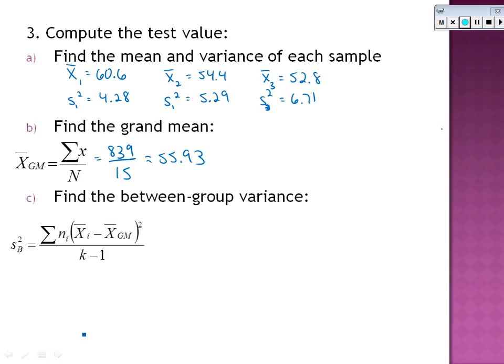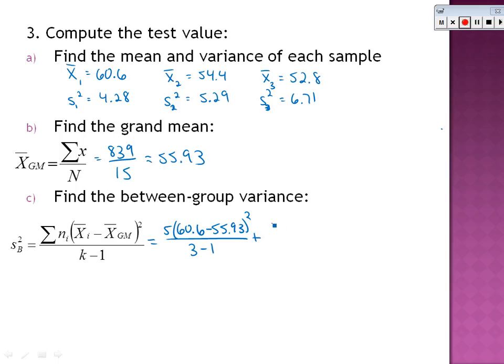Now we're going to find the between group variance. We see our capital sigma, so we do have a summation. The little subscript i's represent each of these little subscripts we have for our 3 different samples. So we take the sample size for our first city, which was 5, then the mean for our first sample, which was 60.6, minus the grand mean, quantity squared. Lowercase k is our number of groups, which was 3, minus 1.